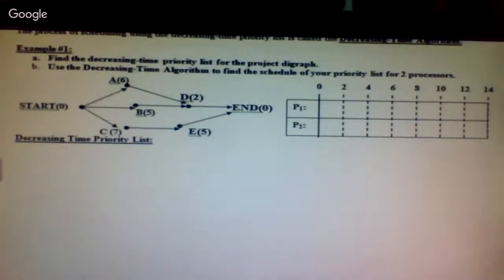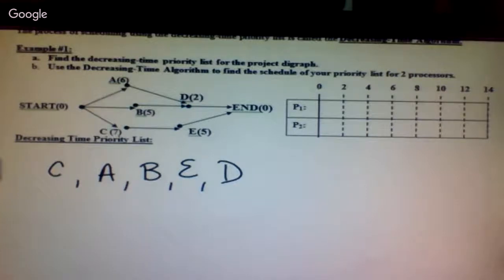What's your biggest number in your graph? 7. So C. What should come next? Decreasing time. A. Then what? B and E. It doesn't matter if you write B and then E or E and then B. Okay? It does not matter what order they come in because they have the same time. And finally, we want to try to finish with D.